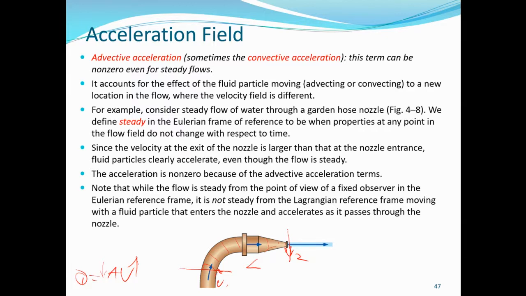Note that while the flow is steady from the point of view of a fixed observer in the Eulerian reference frame, it is not steady from the Lagrangian reference frame, moving with a fluid particle that enters the nozzle and accelerates as it passes through the nozzle. From the Eulerian approach, where you fix a position, the velocity doesn't change. But for the Lagrangian reference frame, in which you track the movement of the fluid particle, you see that the velocity is changing, because the velocity here is v1, which is less than the velocity v2.